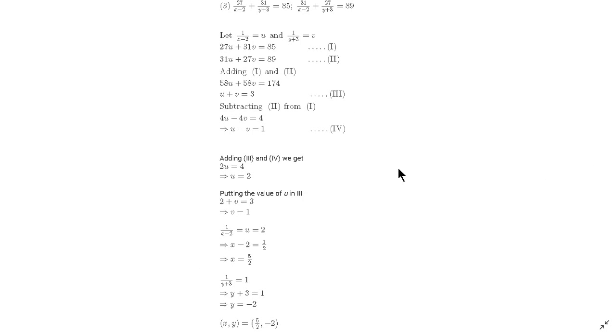This is example number 3. 27 upon x minus 2 plus 31 upon y plus 3 is equal to 85. 31 upon x minus 2 plus 37 upon y plus 3 is equal to 89. Again, we can see here 27 is multiplied with 1 upon x minus 2. That's why we put 1 upon x minus 2 is equal to u. Then 1 upon y plus 3 is equal to v. Then what we got is 27u plus 31v is equal to 85. 31u plus 37v is equal to 89.